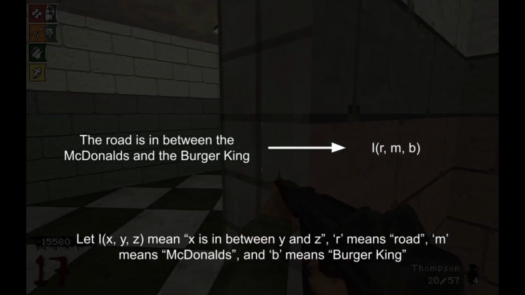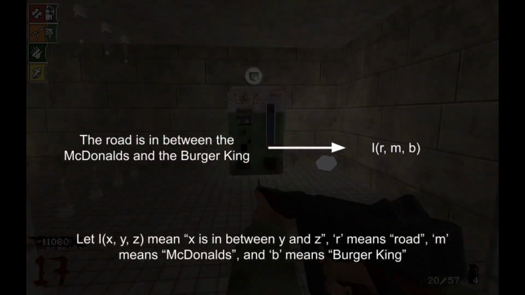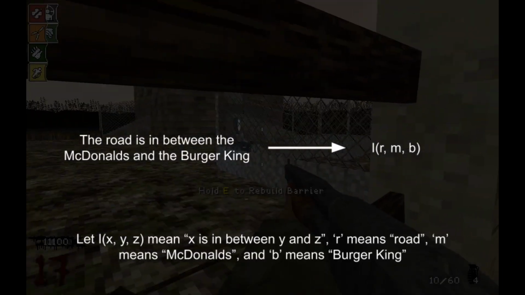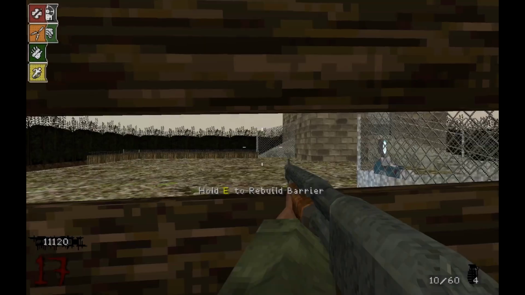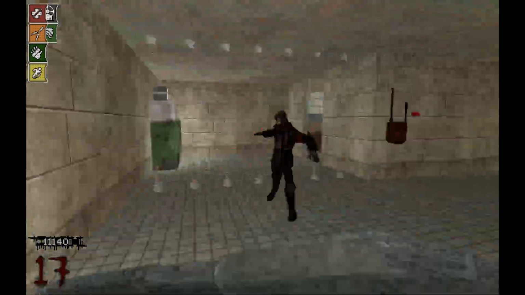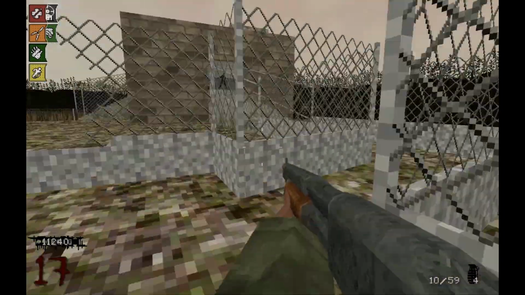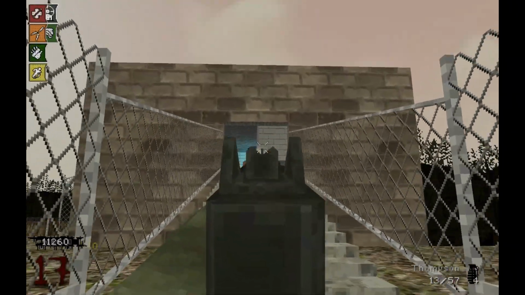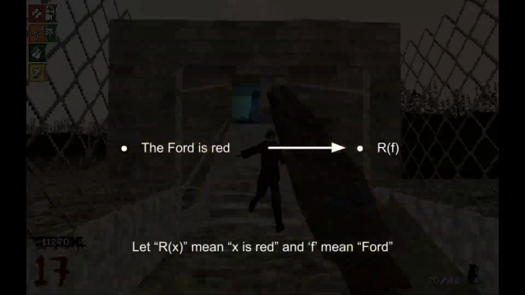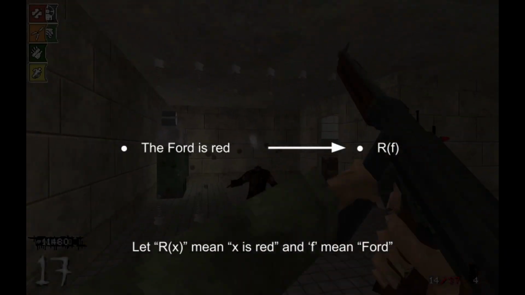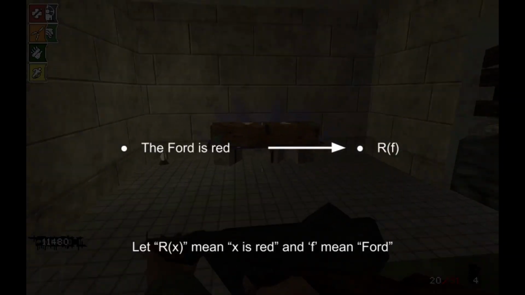So here what you have is a relational predicate. You're describing how R relates to M and B. That being R is in between M and B given how you've defined it. So far, first order logic basically allows you to predicate over objects, to quantify over objects, and to describe the relations between objects, right? But let's take this statement. The Ford is red, right? That's pretty easy to formalize. All you have to do is RF. That's it. It doesn't take much else.